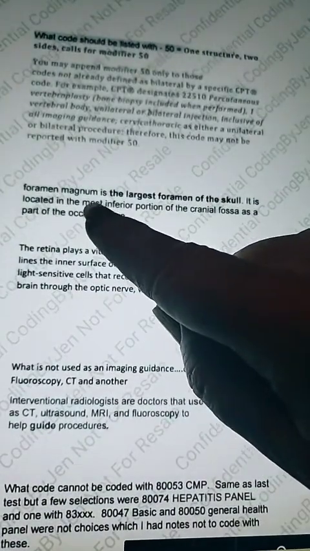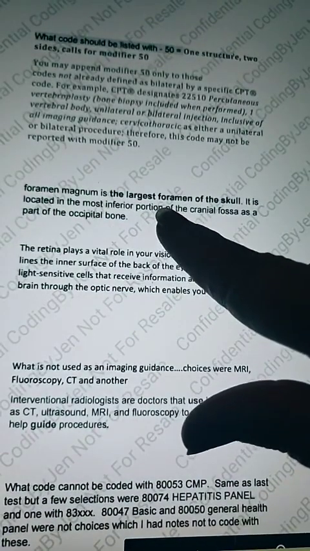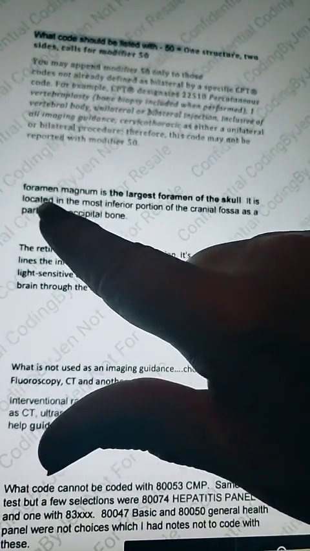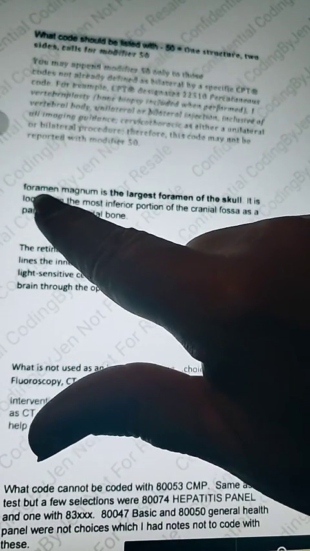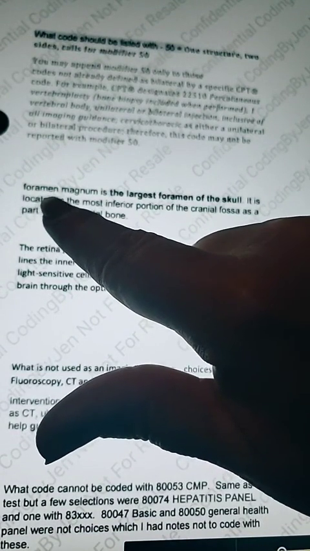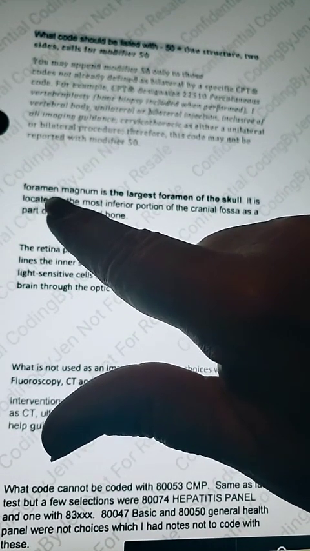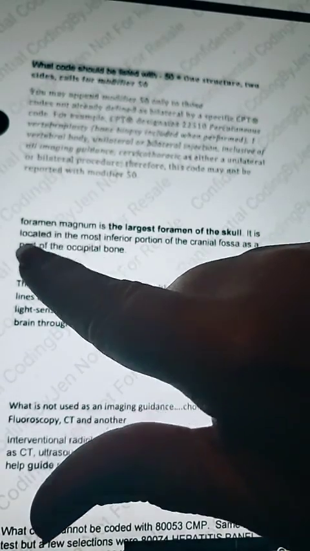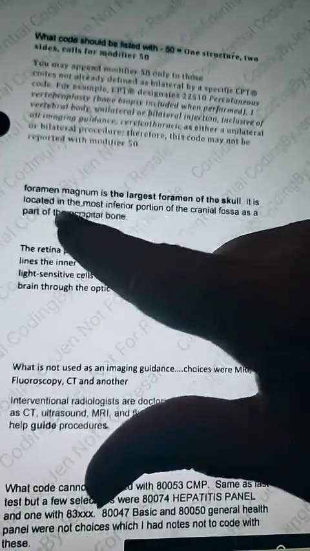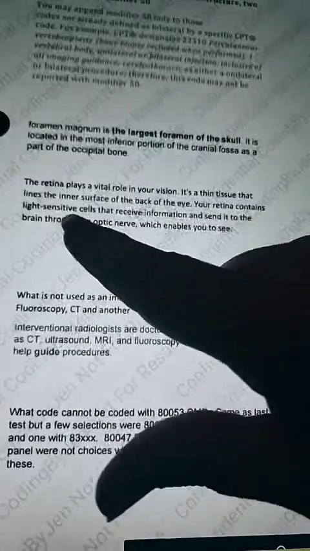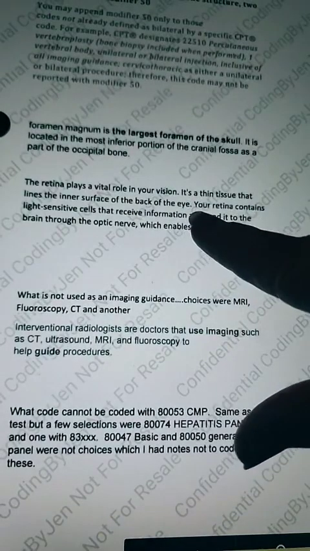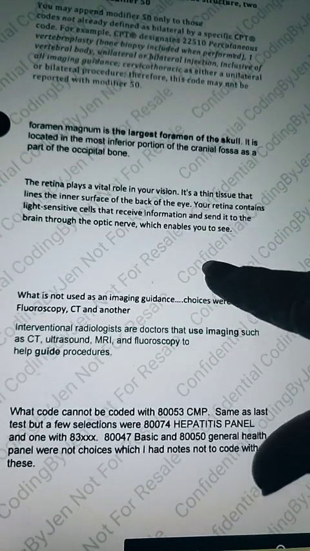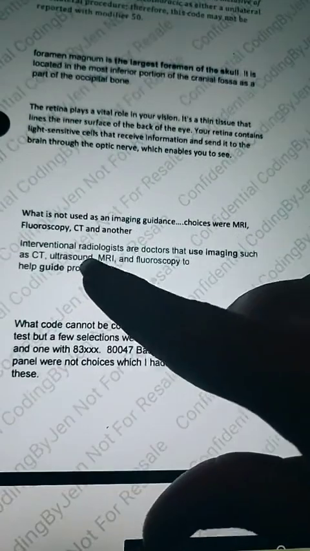Here's our foramen magnum. That's one of the largest bones in your skull. Be sure you understand that like a foreman on a construction company. Yep, they wear a hard hat. So you have a hard skull bone. So try to think of things and associate them that way. That's a skull bone. Retina plays an important role in your vision. Be sure you understand what it does. Super important for this particular exam.